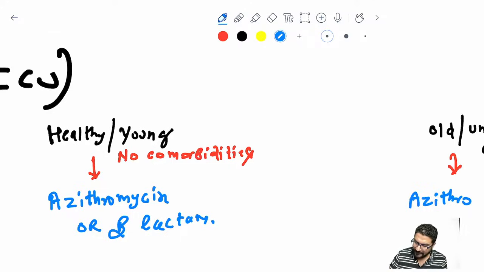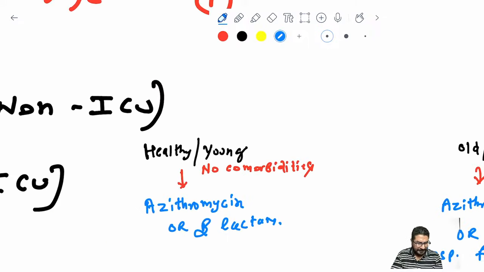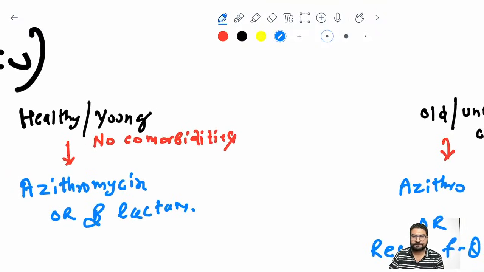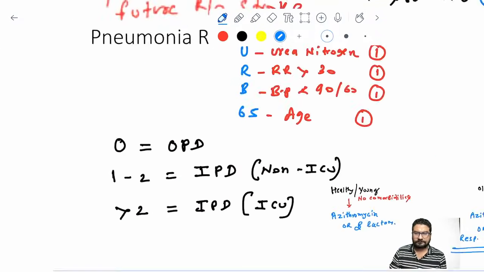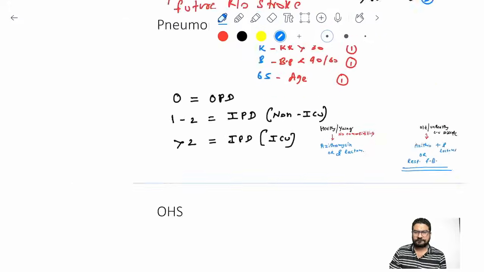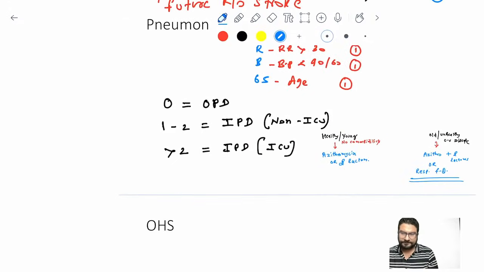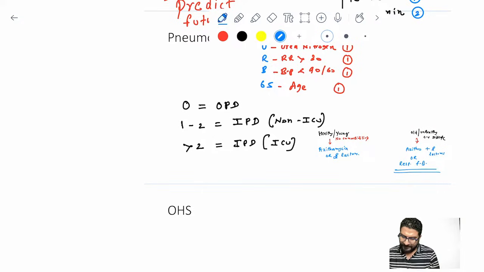Now understand this thing. Or alternative will be respiratory fluoroquinolone, means we can use moxifloxacin. So what I mean to say is, if patient is young, in that case what do we choose? We can use one antibiotic. In case of sick patient, give two. Done?